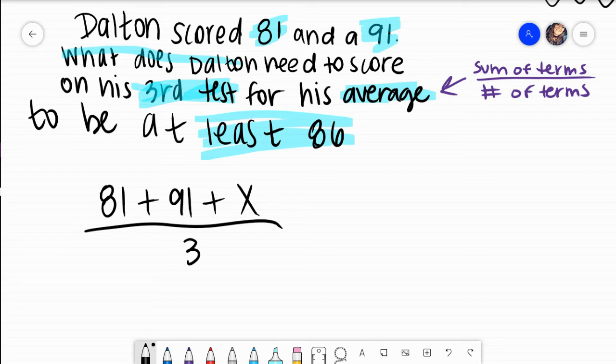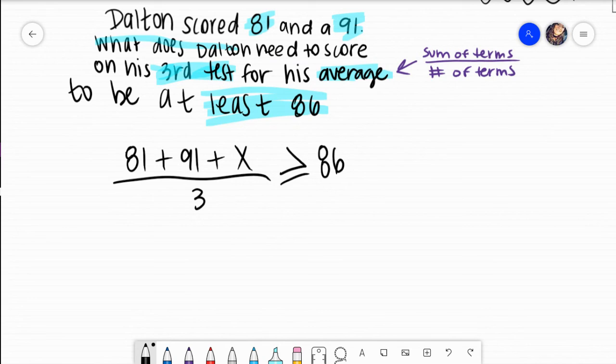I need his test score at minimum to be an 86. That means that his score can be an 87, an 88, an 89, a 90, a 100, of course, anything. But at least, the smallest number that it can be is an 86. So I need his average to be greater than an 86, or okay, it can also be an 86. At least means greater than or equal to 86.